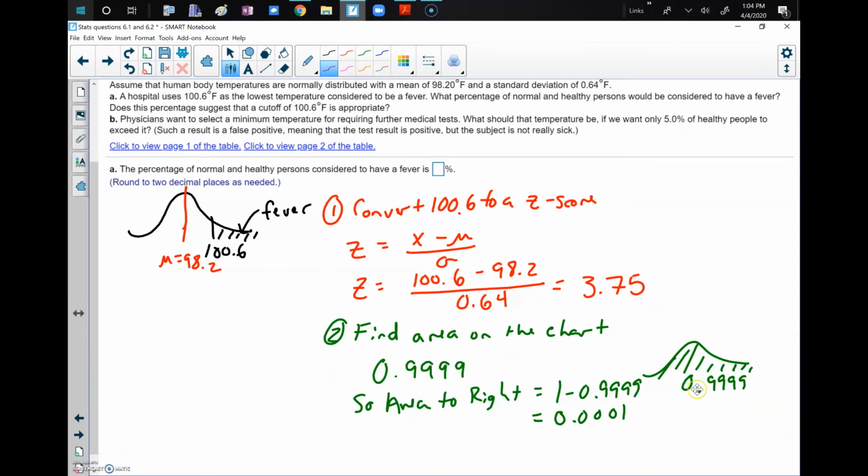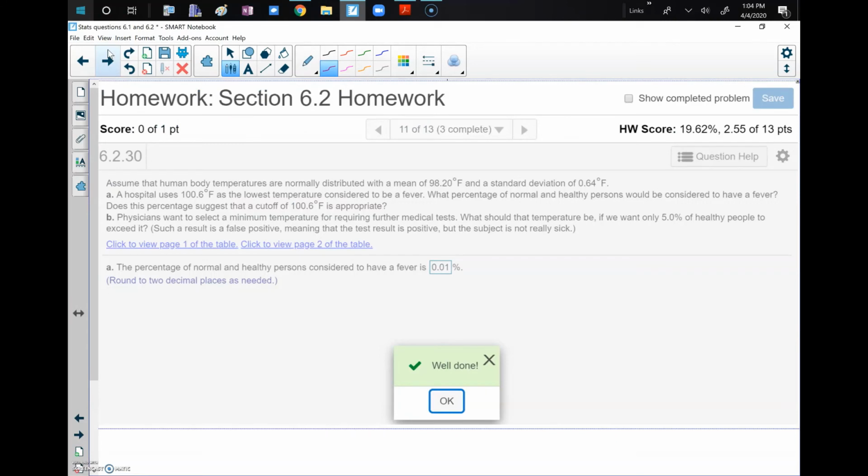So this is the area to the left, right? That's what our data table is giving us. So we need to do subtraction. So 1 minus the 0.9999 is 0.0001. So we're just including the possibility that there's a very small percentage that does have a fever. We want the answer as a percent. So if I move my decimal place 2 places, that's 0.01%. And we can see that that is correct.